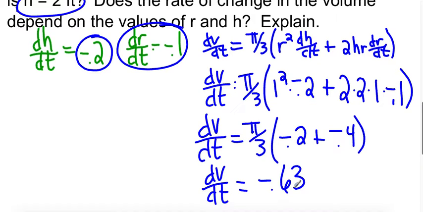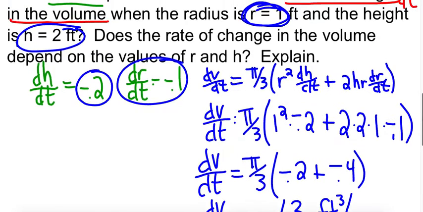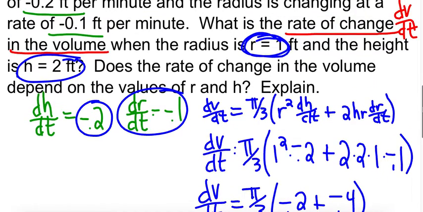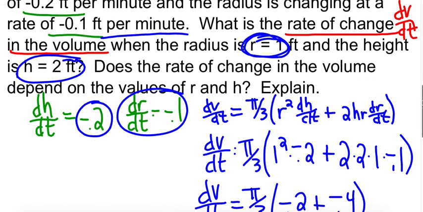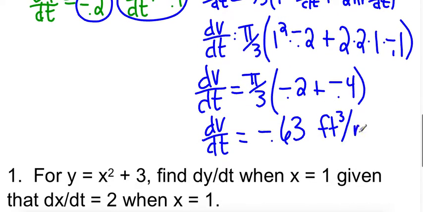We need to think about our units for this. This is telling us how fast the volume is changing. We're talking about feet. Our volume is in cubic feet. And all of our time was, let's go back and look at time. I think it was minutes, but I want to double check. Yep, all of our time is measured in minutes. So our volume is changing at negative 0.63 cubic feet per minute. That's the rate the volume is coming out of this tank. Okay, so these are the type of equations we are going to be working with.